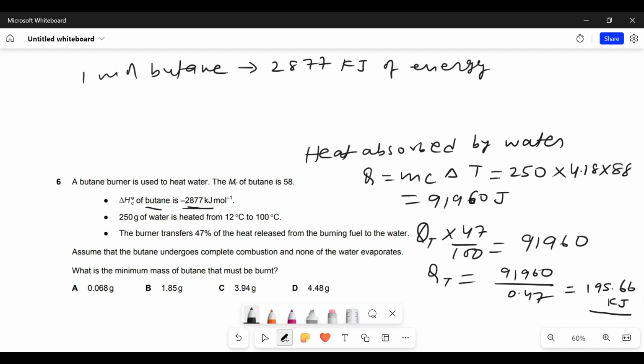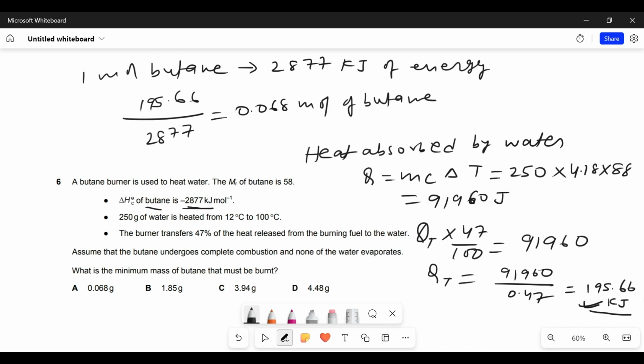So how many moles of butane should be burnt to give 195.66 kilojoule of energy? So for that we can divide 195.66 upon 2877, and we get 0.068 moles of butane. That means these many moles of butane should be burnt to give the required amount of heat.